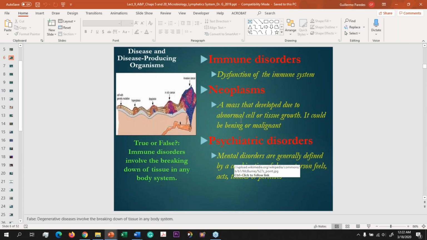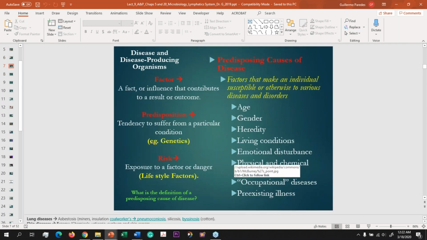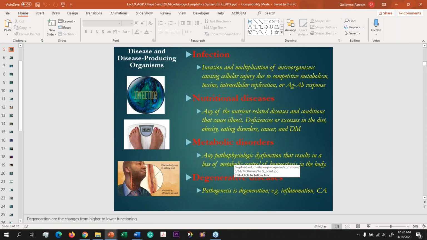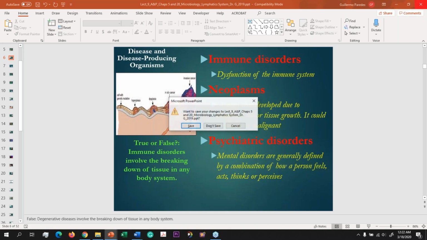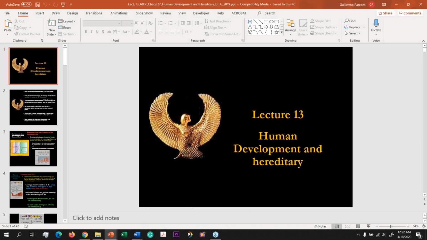Yeah, some definitions. What is neoplasm? What is a metabolic disorder? When you are talking about metabolic disorder, please remember we are talking about, for example, gallbladder stone. We are talking about thyroid problems. Okay, metabolic disorders. Okay, so let's see, number 9, number 10, yes.